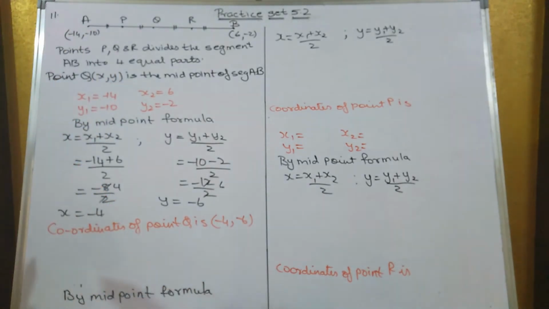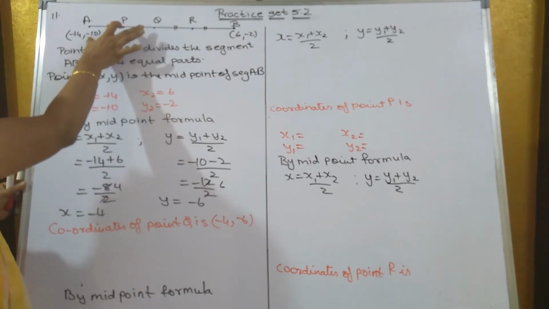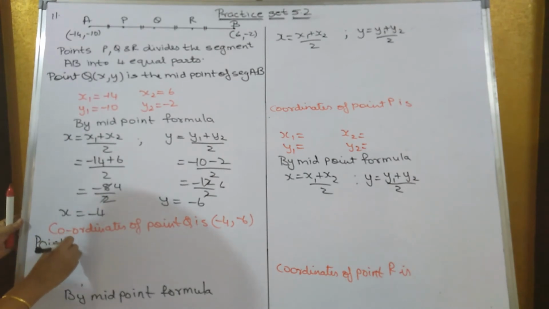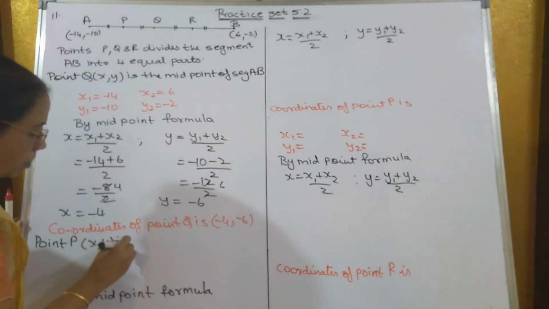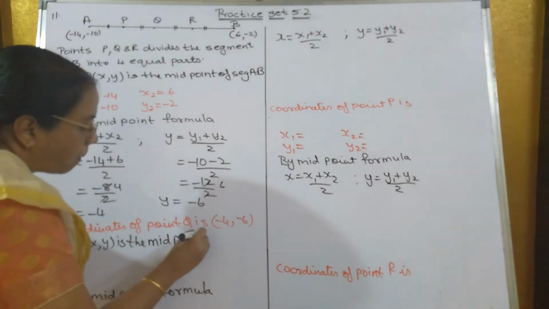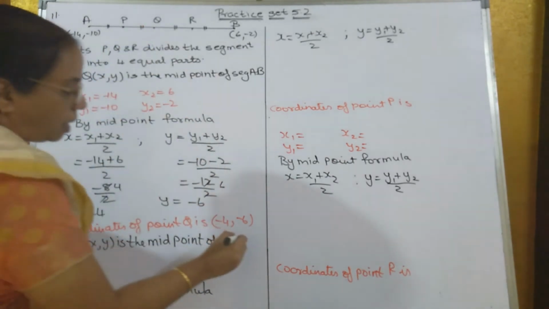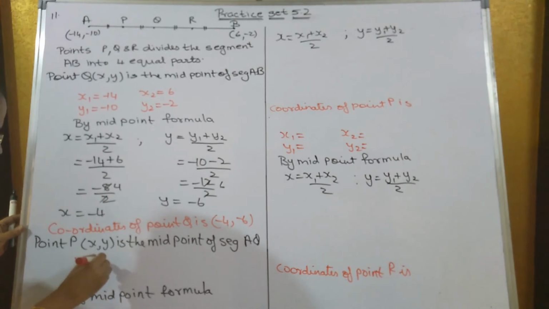Now next, if you see point P is the midpoint of segment AQ. So point P is x y. Now we will take point P as x y, the midpoint of seg, which segment? AQ. So what is the coordinates of A? A is minus 14, minus 10. So x1 is equal to minus 14, y1 is equal to minus 10.